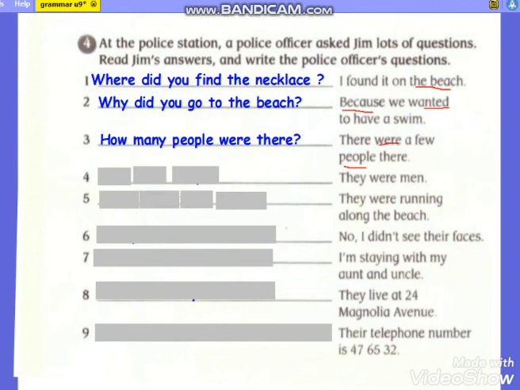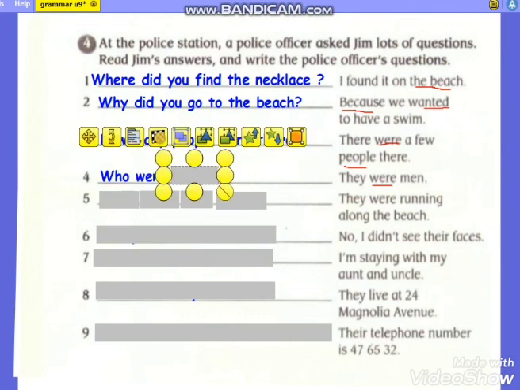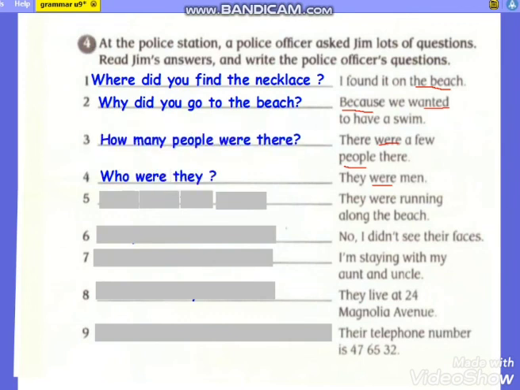Question mark. They were men. The answer means we are talking about persons, so we have to start with who, and here we can find the helping verb which is were. Who were, then add the subject they. Okay, who were they? Question mark.